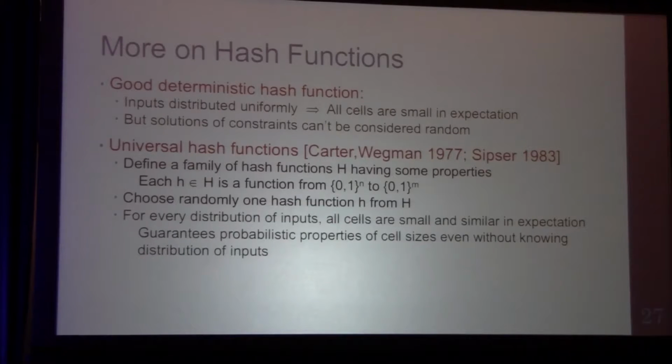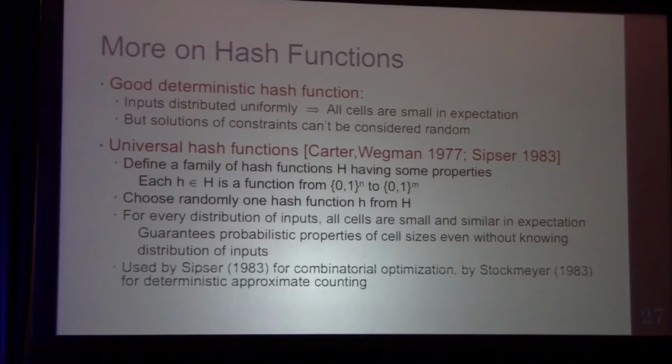And now it can be shown that it doesn't matter how your solutions were distributed, how your inputs were distributed. For every distribution of inputs, all cells are going to look roughly similar in the sense of expectation. Basically, you're saying that since I'm not going to have one kind of hash function, I'm going to randomize the way in which I'm partitioning the space. So it doesn't matter how your solutions are distributed. The probability that the cells are going to get roughly even distributions of solutions is high enough. So it guarantees probabilistic properties of cell sizes even without knowing the distributions of the solutions.